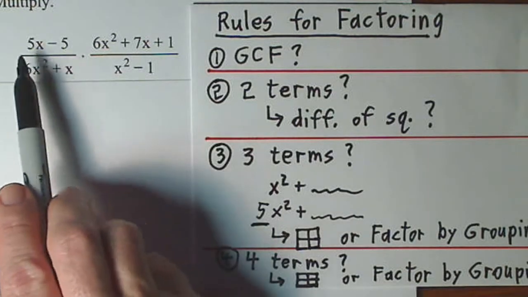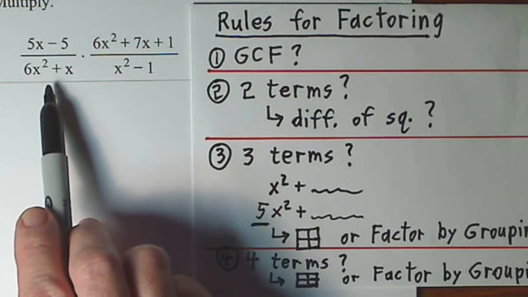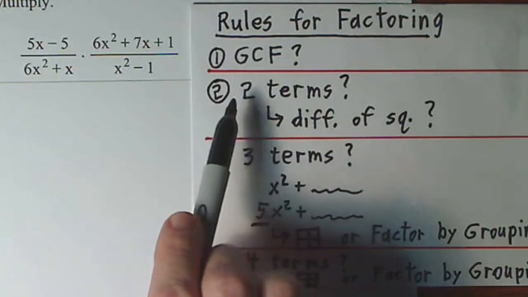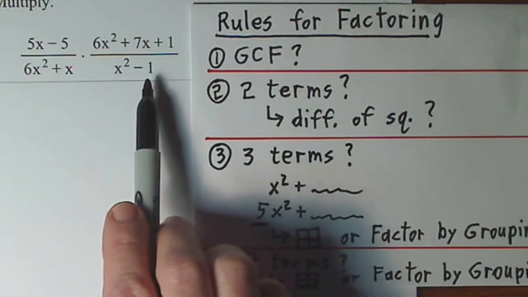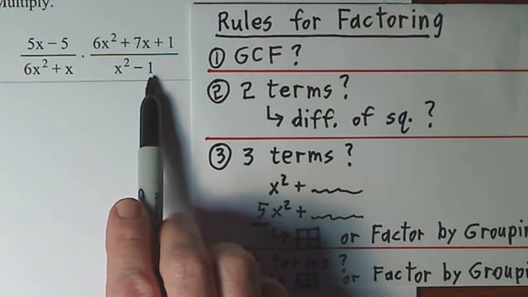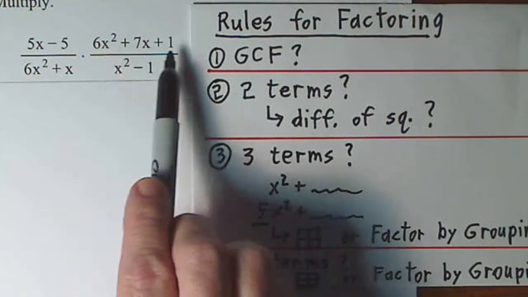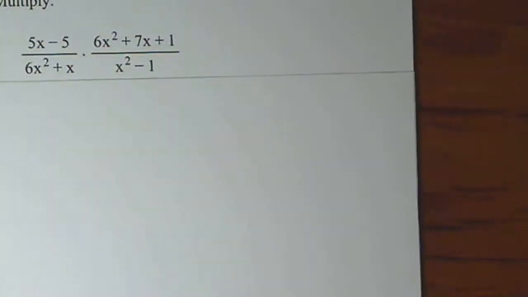So on this first one, we'll be able to get a GCF of 5 out. On this one, we can get a GCF of x. Moving down the list, you have two terms, a difference of perfect squares right here. A lot of times people don't recognize 1 as a perfect square, but it is. And here, we'll have a little bit of work. We have a trinomial with a leading coefficient other than 1. Alright, so let's get to work here.